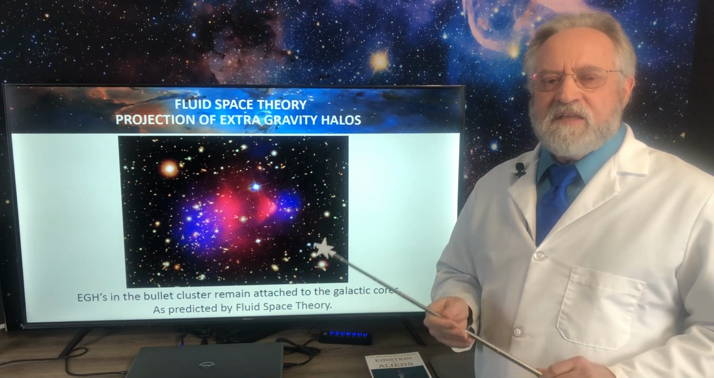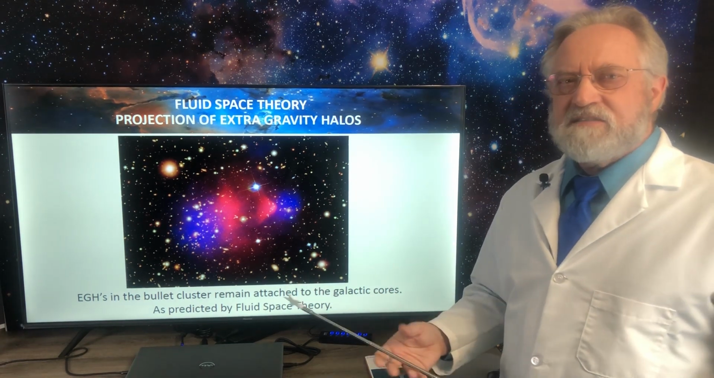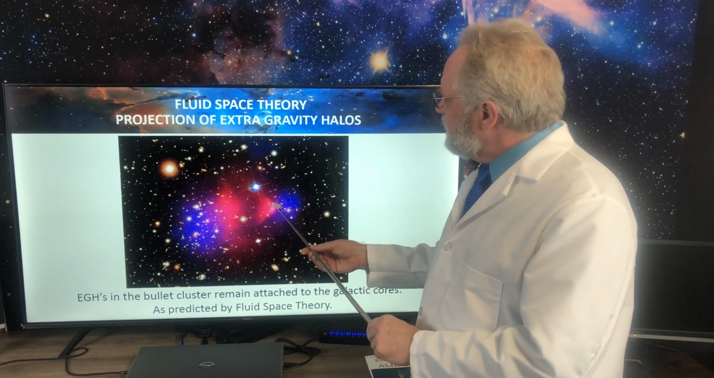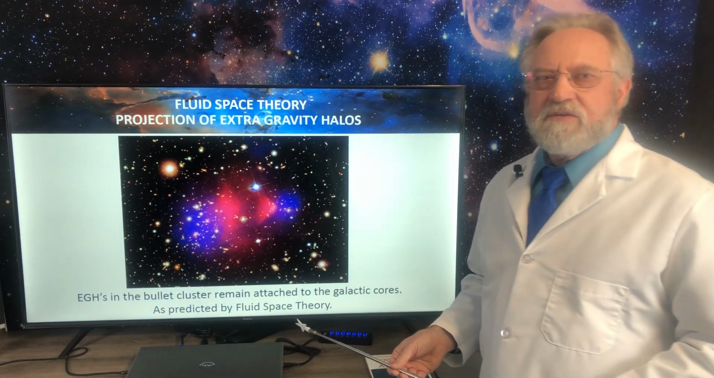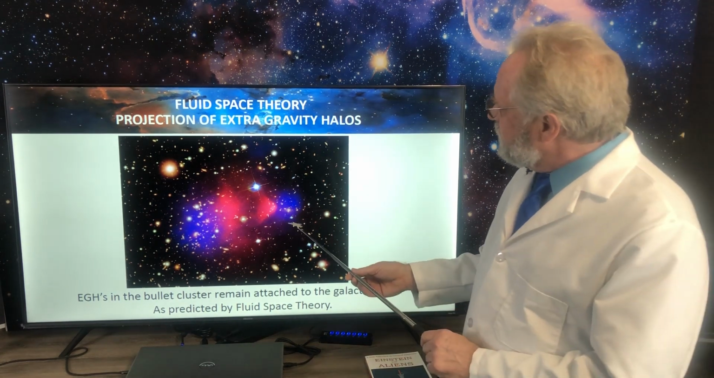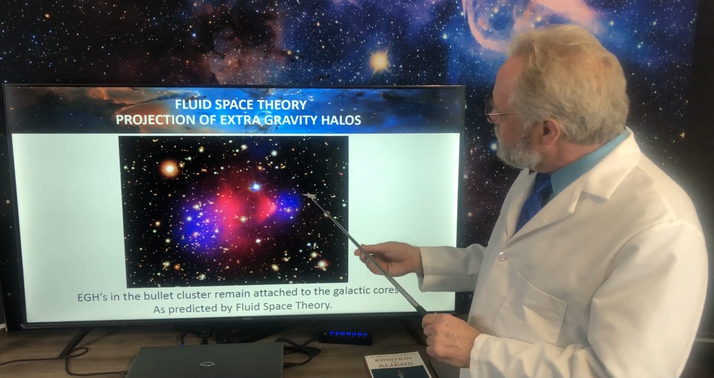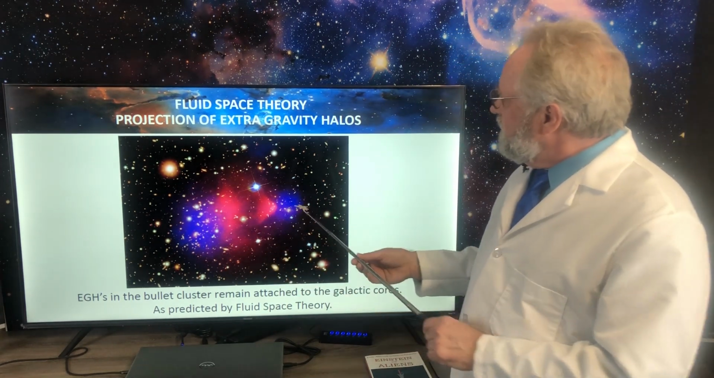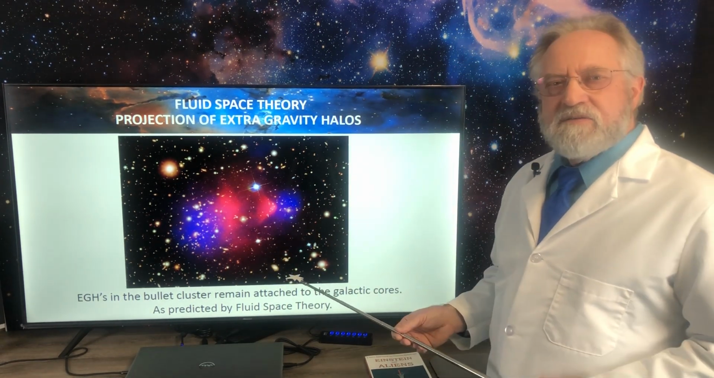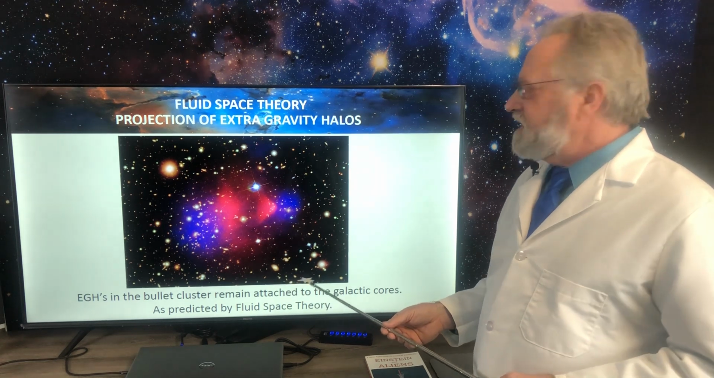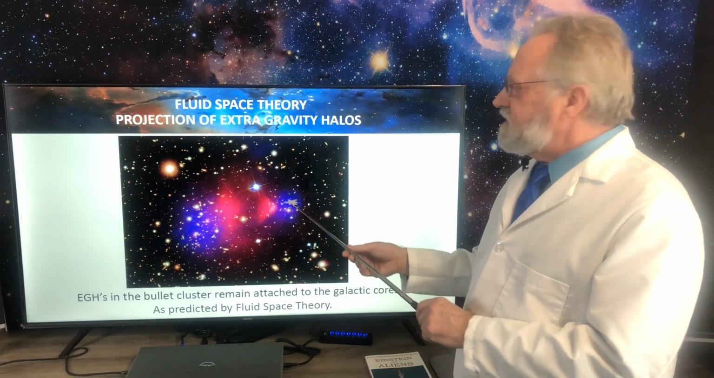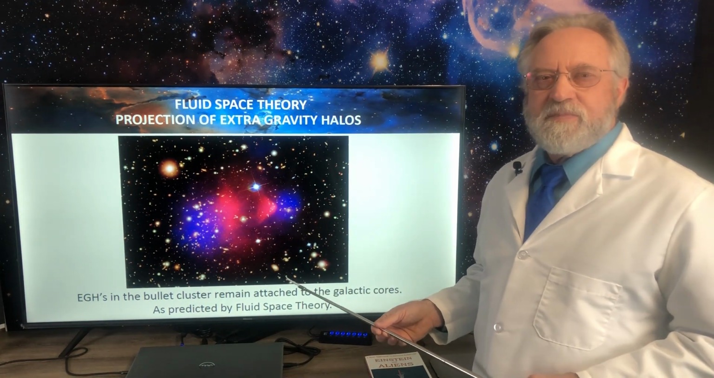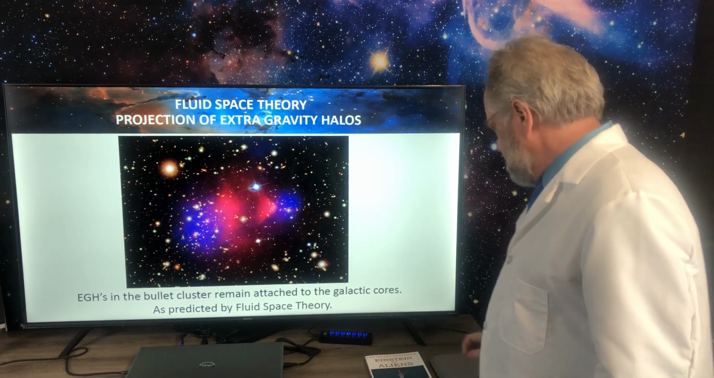But what did interact were the gas and dust clouds. And the gas and dust clouds are shown in pink, and they were pulled away from the galactic cores. And what's shown in blue is the residual dark matter or extra gravity halo that was left behind. So as predicted by fluid space theory, the extra gravity halos remained attached to the galactic cores. So fluid space theory passes the bullet cluster test.